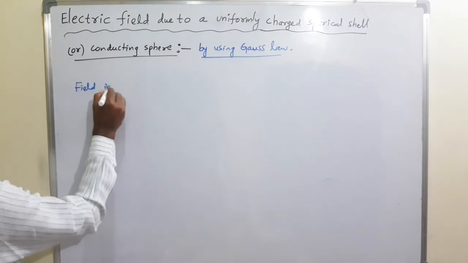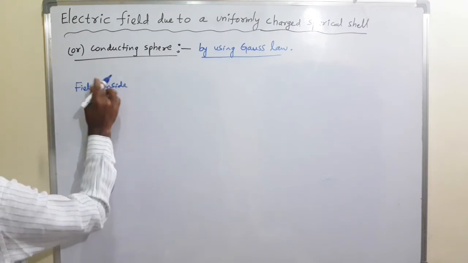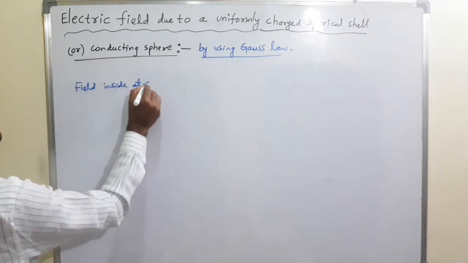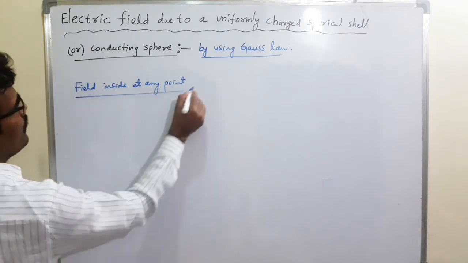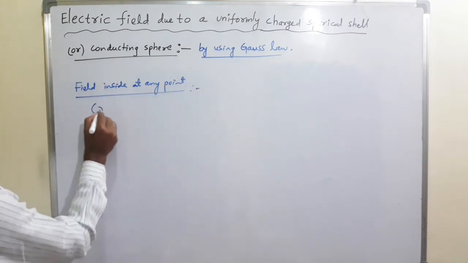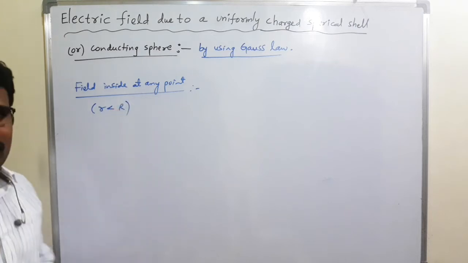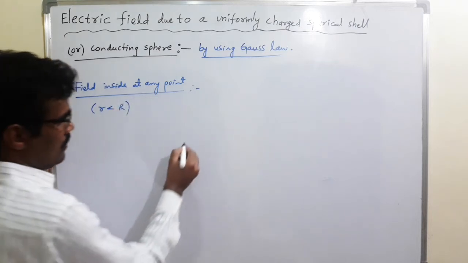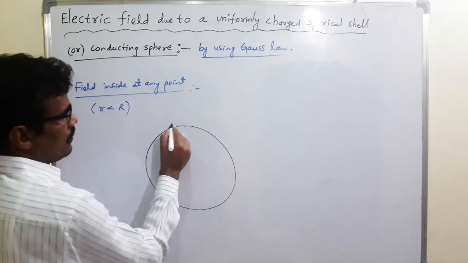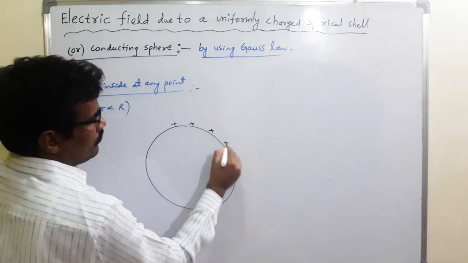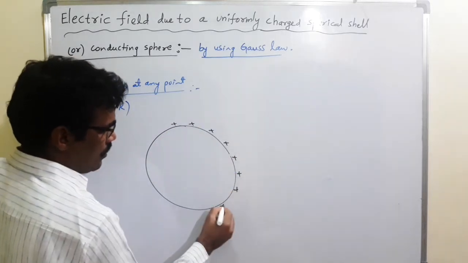Field inside, at any point small r less than capital R. Let us consider this is the sphere. It is the spherical shell. Charge resides on the outer surface only.